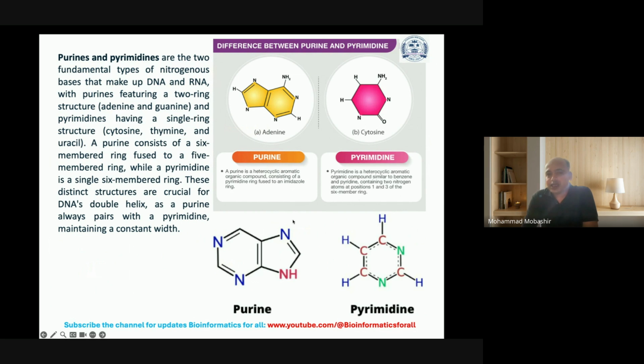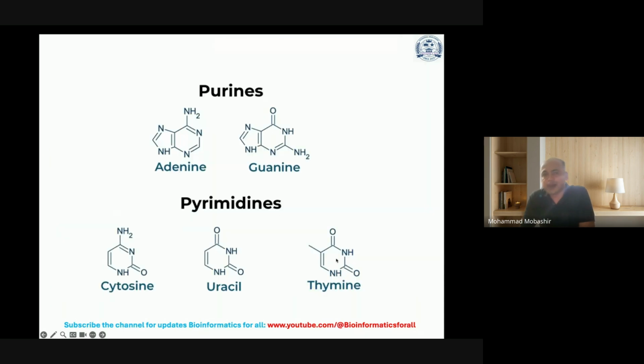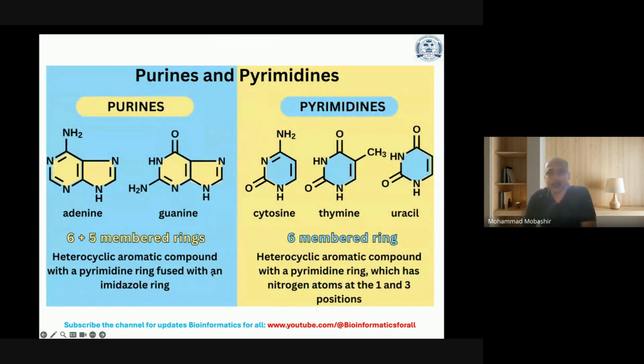Now you can see another way of showing the structure for purines and pyrimidines. Now the purines here, adenine and guanine, you can see there are two rings, and pyrimidines have a single ring in the case of cytosine, uracil, and thymine. Now the same purines and pyrimidines could be seen here.